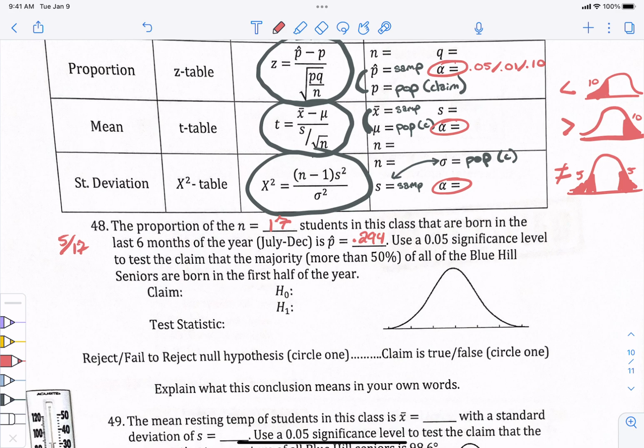You got a lot of mistakes on this package. I know I do, because I switched everything. The majority of seniors are born in the first half of the year. Okay, let's go with what it says. I told Allie differently, but you can leave yours. Okay.